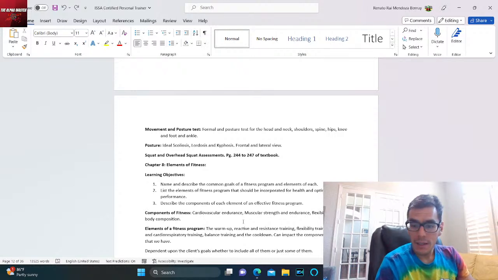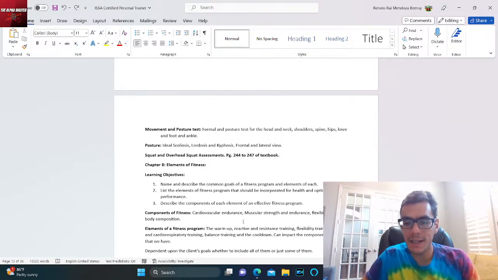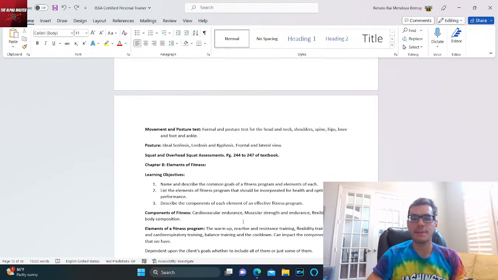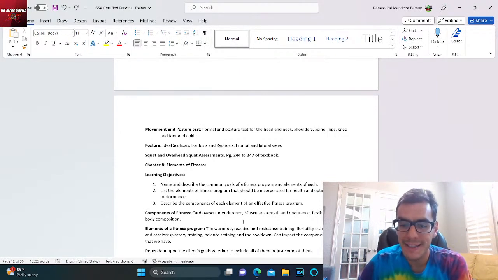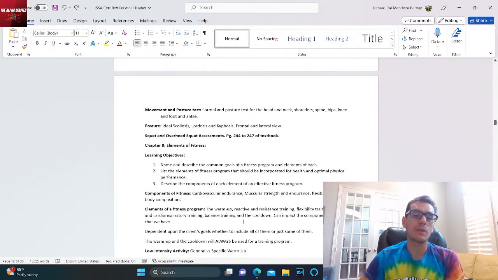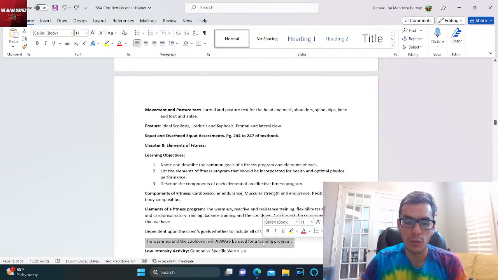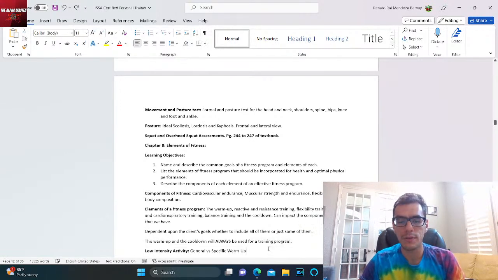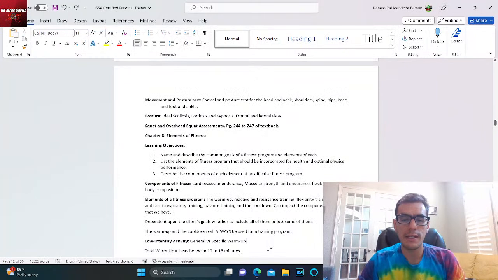They can all impact the components of fitness that we have. It depends upon the client's goals whether to include all of them or just some of them. The warm-up and the cool-down will always be used for a training program. Low intensity activity.